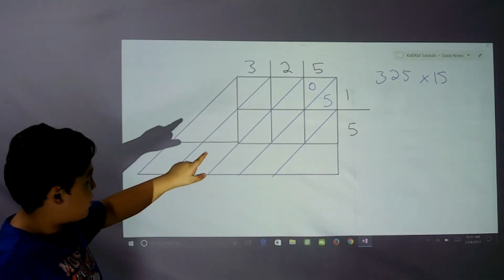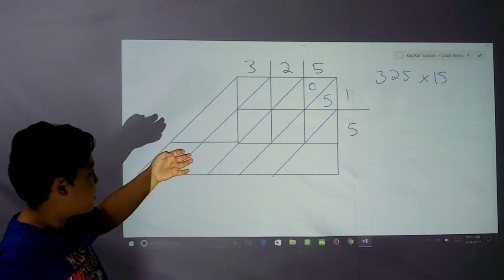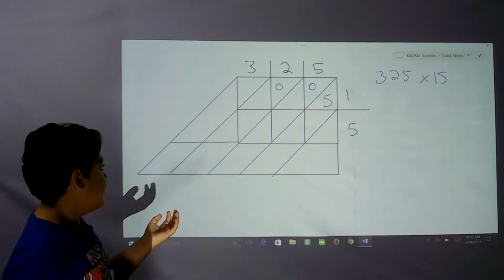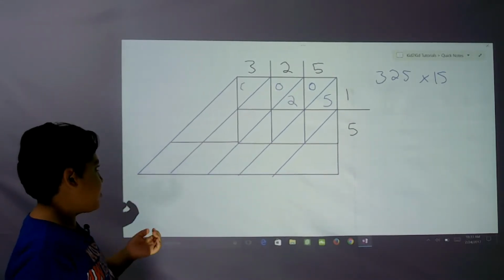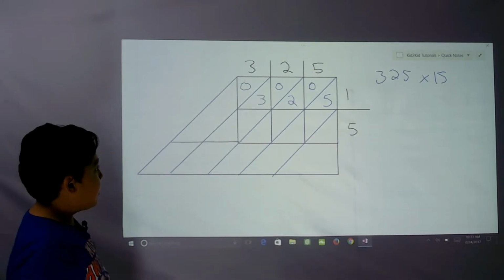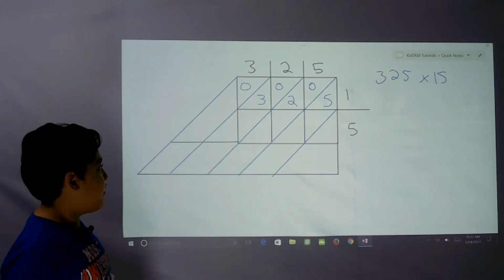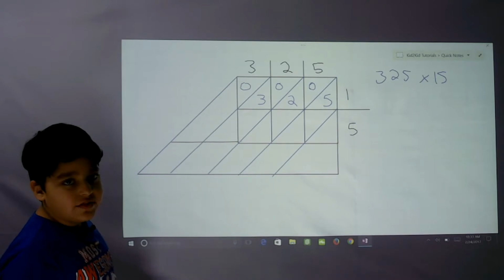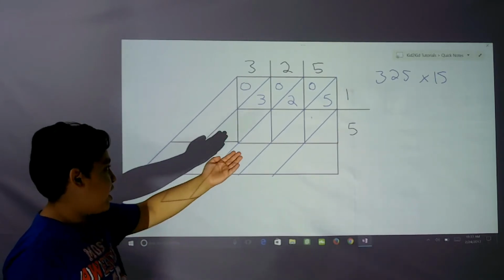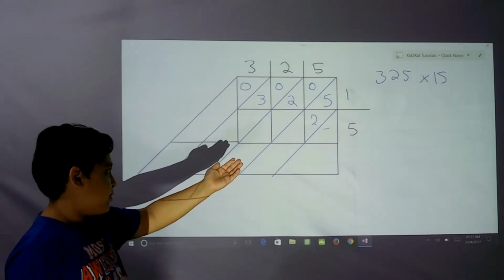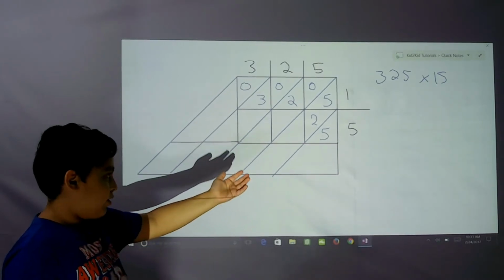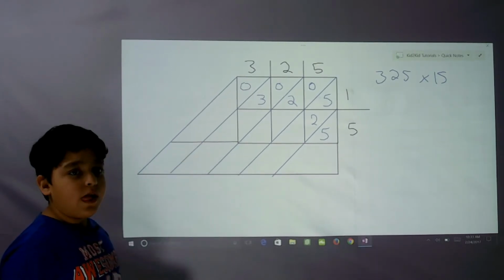Okay, so now we do 1 and 2. 1 times 2, which is 2. And then we do 1 times 3, which is 3. And then we can move on down to 5. So 5 times 5 equals 25. So you add something in the tens place, which is 2. You add the ones place, which is 5.